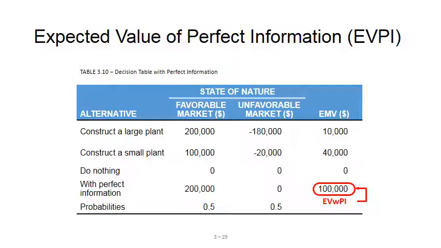The best payoff for a favorable market is 200,000, and the best payoff for an unfavorable market is 0. So we multiply the 200,000 times the probability of a favorable market, which is 0.5. This gives us 100,000. Then we multiply the probability of an unfavorable market, 0.5, times 0, which gives us 0. Then we add those together. So 100,000 plus 0 equals 100,000. And that gives us our EVWPI.